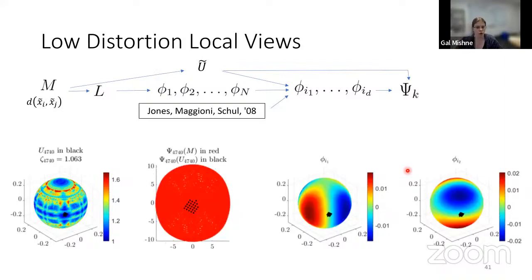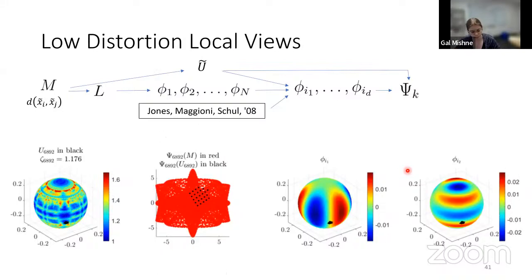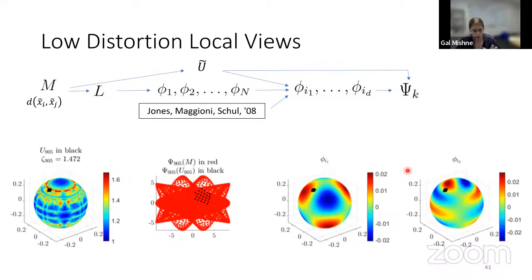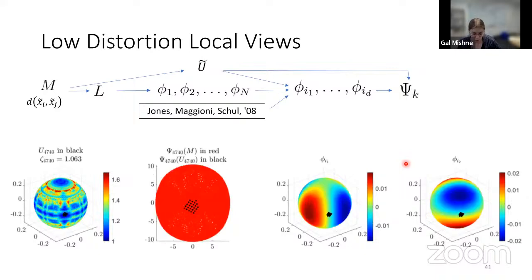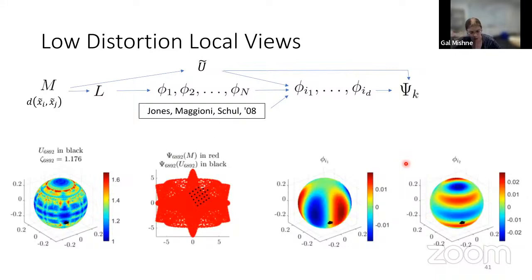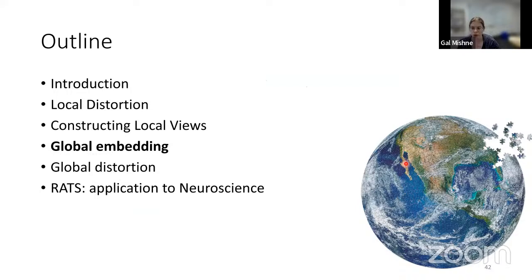So that's for our local neighborhood low distortion representation based on this theorem from Jones, Maggioni, and Schul to get a low distortion representation. I see there are questions in the chat.